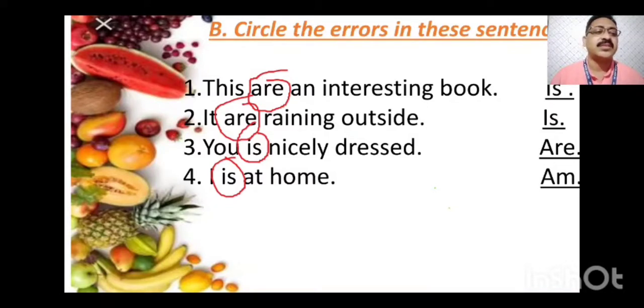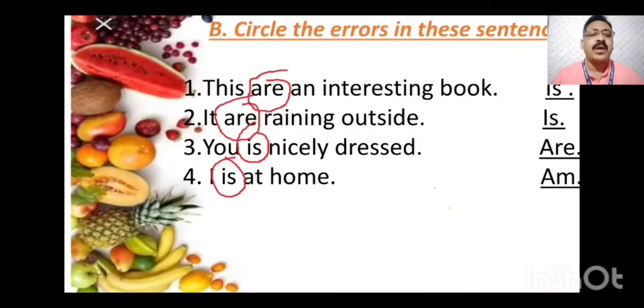Third one, you is nicely dressed. You is a plural subject or plural pronoun. So for plural we don't use is. The is here in question number 3 is the error, the mistake. The answer should be you are nicely dressed. So here I have written, you can see, are in the blank.